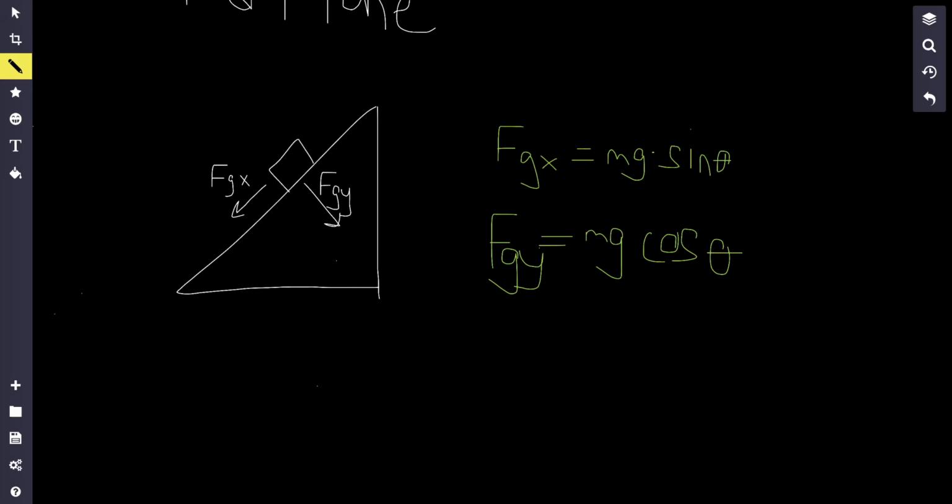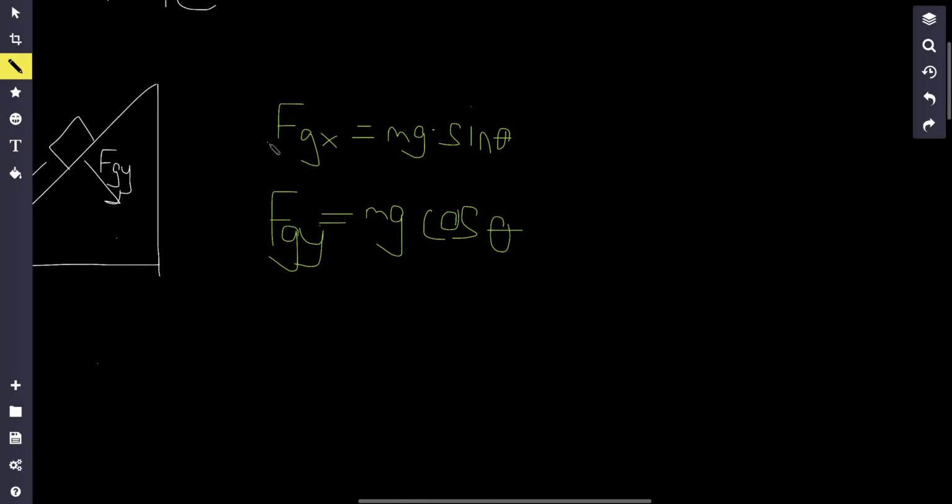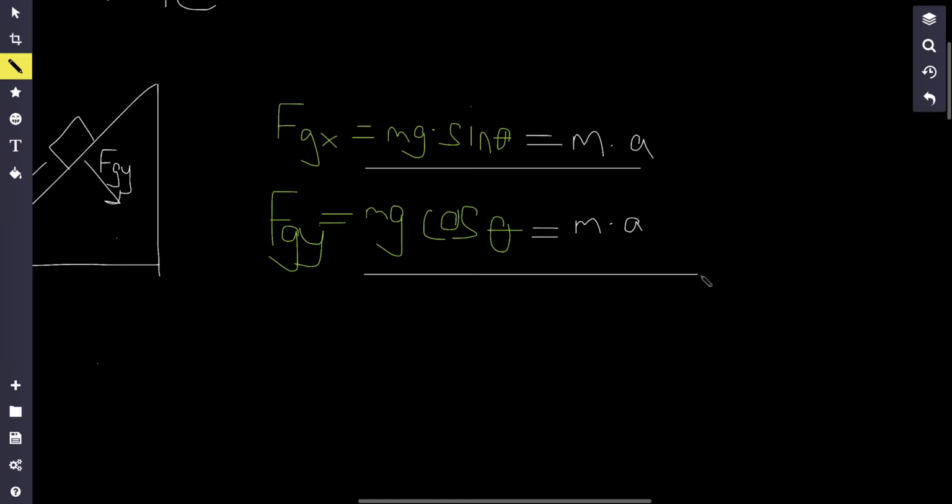So the main key takeaways are that the force of gravity in the x direction is going to be equal to mg sine of theta, and the y component is going to be mg cosine of theta. Wait, there's actually another thing. If we have a force, isn't that equal to mass times acceleration, right? This is a perfectly valid statement.